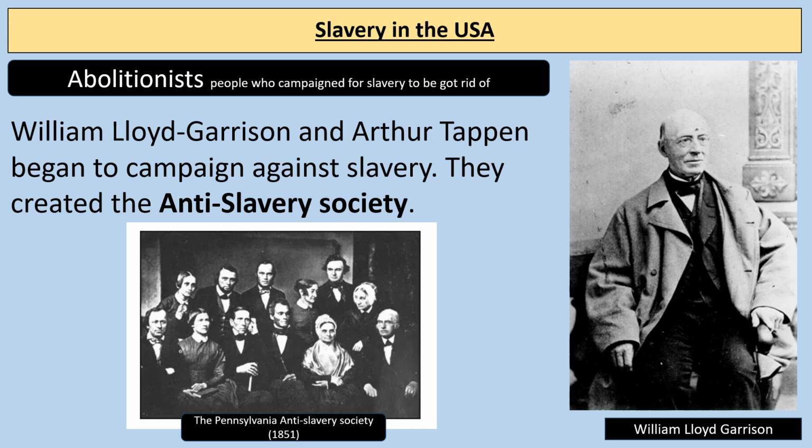Now, we've already seen that there were huge divisions within the United States of America between the North and South over the issue of slavery. Many people in the North began to campaign against slavery. These were the so-called abolitionists, who were people who campaigned for slavery to be got rid of. A couple of really important individuals in the 19th century were William Lloyd Garrison and Arthur Tappan, who began to campaign against slavery, and they created the Anti-Slavery Society. There were lots of different groups created across American states, particularly in the North. You can see a picture of the Pennsylvania Anti-Slavery Society in 1851. This was an important act of protest against the issue of slavery.